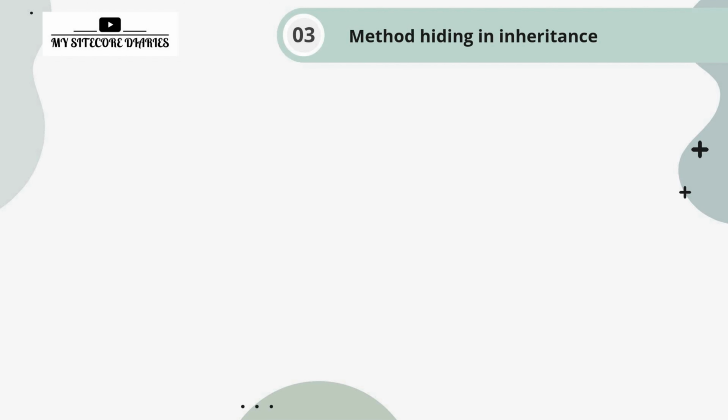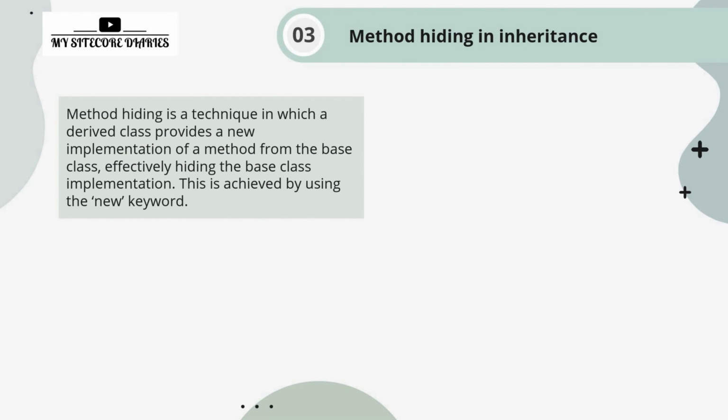Now we will see method hiding in inheritance. What does it mean, method hiding? You are hiding a method of a base class. How can we do that? Method hiding is a technique in which a derived class provides a new implementation of a method from the base class, effectively hiding the base class implementation. This is achieved by using the new keyword.